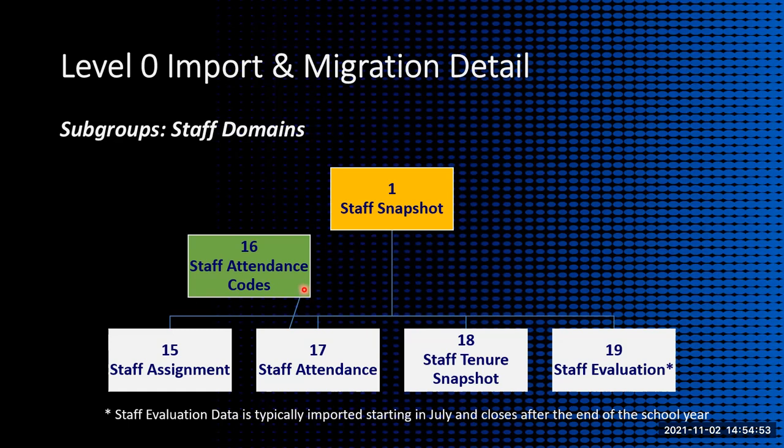And just a quick note on staff evaluation data. This is typically not open for import until July following the school year, and the data collection window extends beyond the closing of the data warehouse in August. Just note, if a teacher is not included in staff snapshot prior to the close of the data warehouse, you will not be able to report staff evaluation data for that teacher, even though that window remains open.